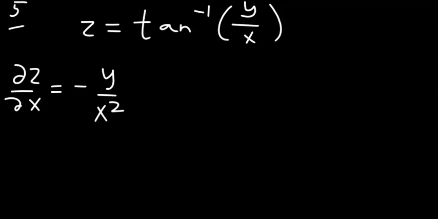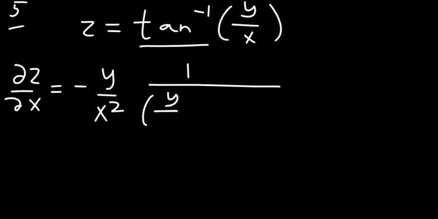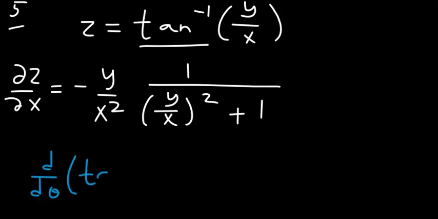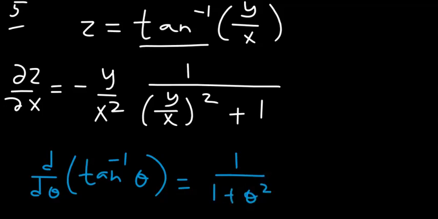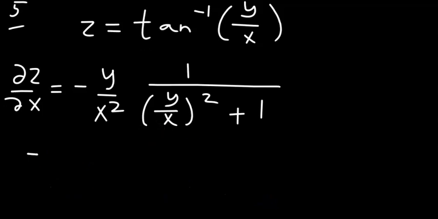Step 2 is to take the derivative of inverse tangent with respect to this entire argument, and that is quite simply 1 over that argument, y over x squared plus 1. This is simply because whenever you take the derivative of arctangent of theta with respect to theta, the answer is 1 over 1 plus theta squared. So this is what we use to obtain that result. Let's try to simplify this.